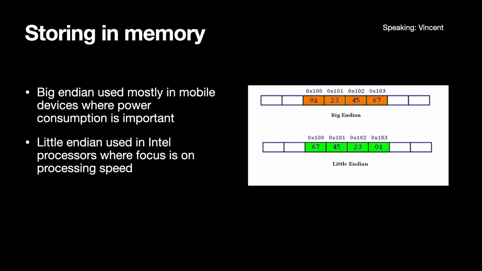There are several ways data types can be stored, but the two most common ways are little endian and big endian. Little endian data storage type stores the bits in order and is generally used in Intel-based processors, where the main focus is the processing speed and not the amount of power consumed. However, for mobile devices, where battery and power consumption plays an important role, big endian is used.